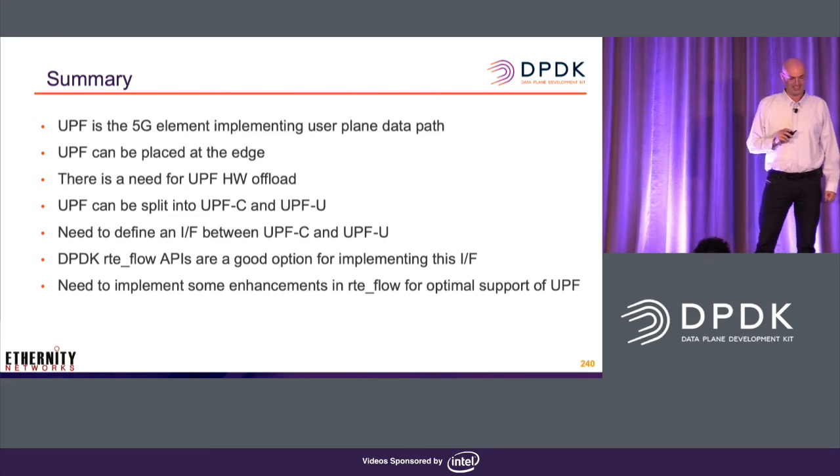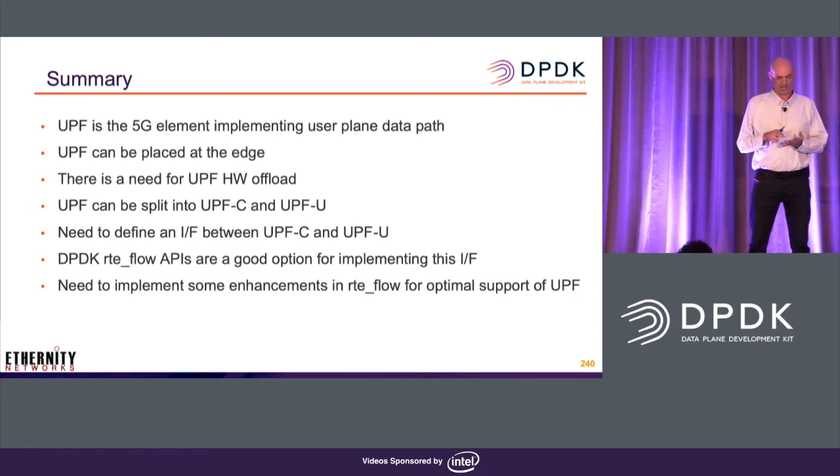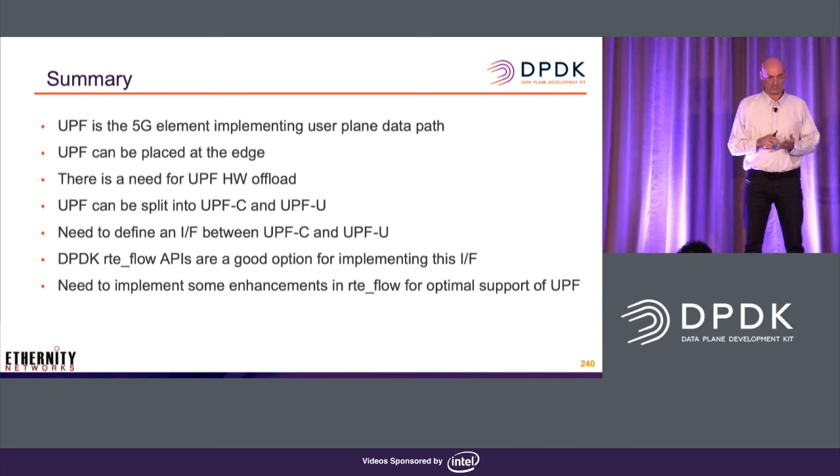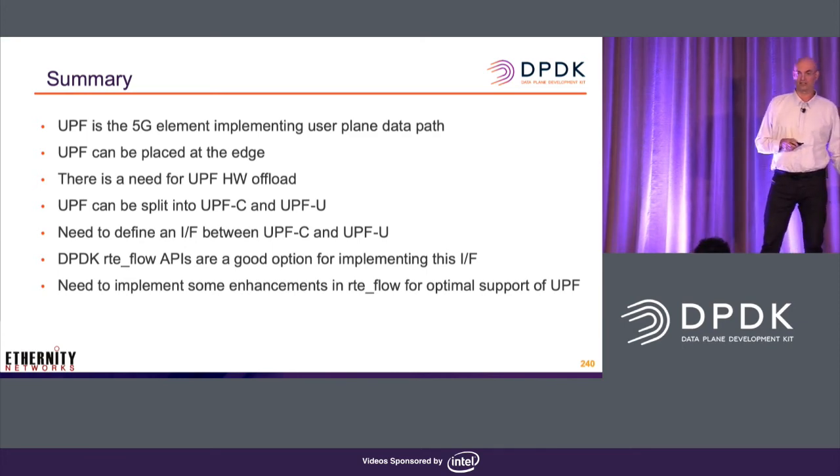Summary, oh, sorry. Last slide. So what did we learn? UPF is a 5G element. It can be placed at the edge, and this is the choice right now. There is a need for hardware offload. It's been acknowledged by many carriers right now, and we think that DPDK RTE flows can solve this. And there are some modifications or enhancements that can be done for RTE flow to match the needs of UPF.